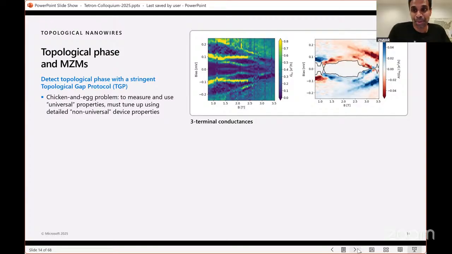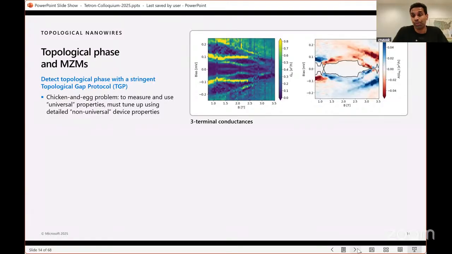Ultimately, you might say, well, I'll know I'm in the topological phase when I measure some universal properties associated with the topological phase, but you're not going to be able to measure them or even understand what you're doing unless you have some confidence that you're in the topological phase. And so that's a chicken and egg problem that we solved with something called the topological gap protocol.